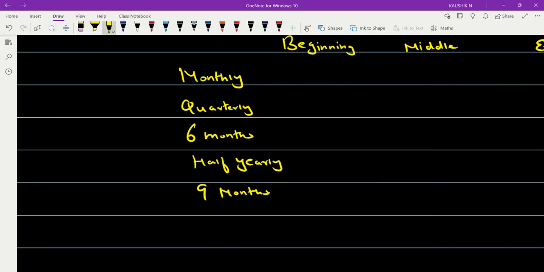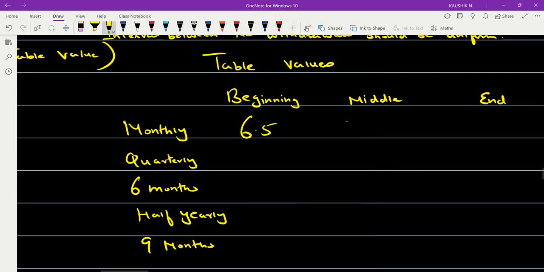Then these headings. Now let us go and fix the values against these so that it becomes easy for us to understand. The first one, monthly basis beginning: 6.5. Monthly basis, if it is a middle, it is 6. Monthly basis, if it is an end, it is 5.5.